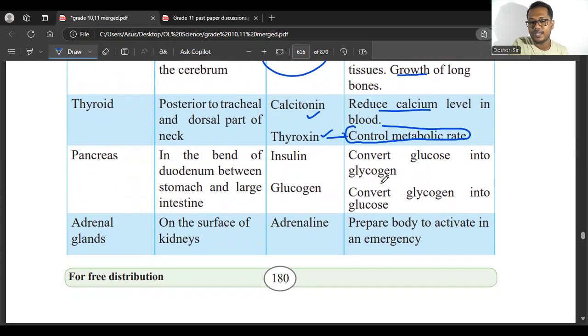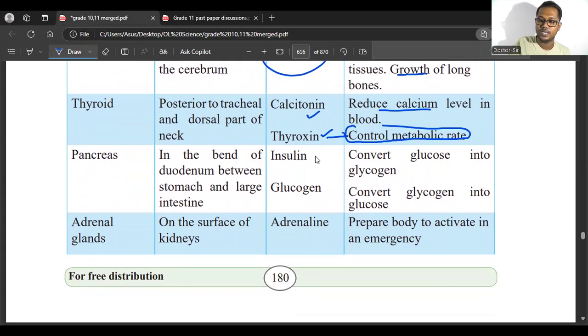Pancreas, they secrete two types of hormones. One is the insulin, the other one is the glucagon. So insulin reduces the glucose level. Glucose will be converted to glycogen. But glucagon will convert glycogen into the glucose.